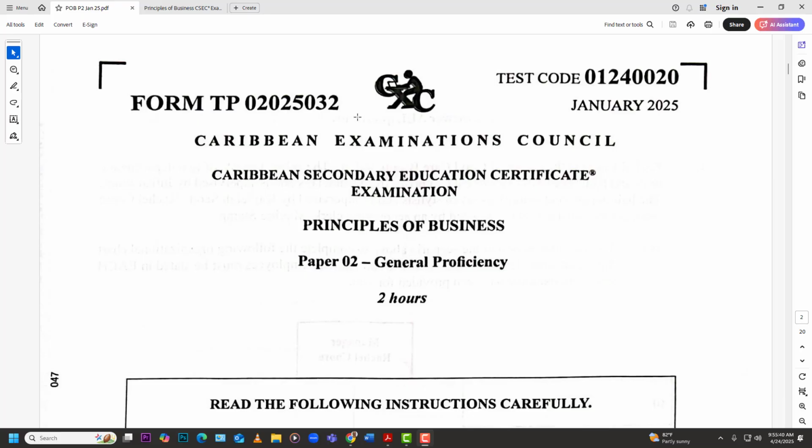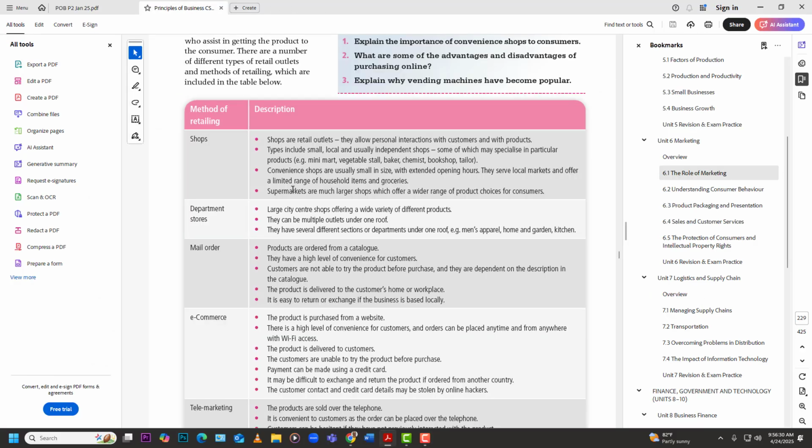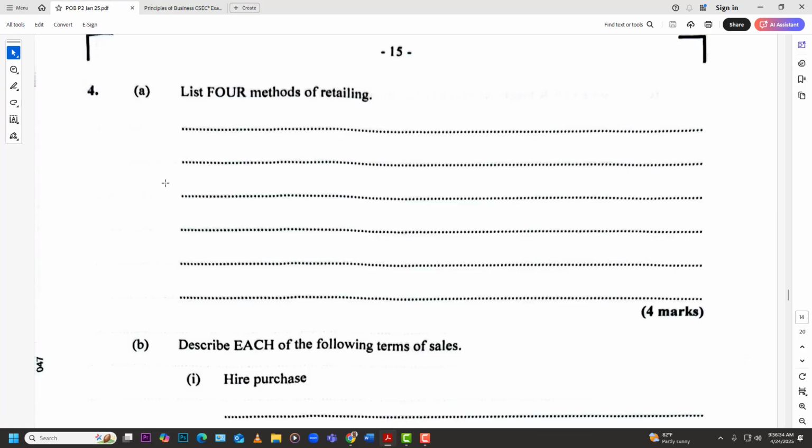All right, so let's just jump into question number 4 for today. Question 4, in my opinion, is relatively straightforward. It basically came from maybe just one chapter in the book, and that's the chapter on marketing. And so the first question here is asking us, list 4 methods of retailing. So all they're asking for is to list.